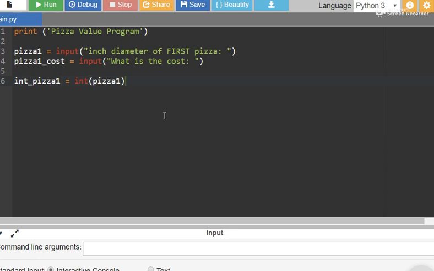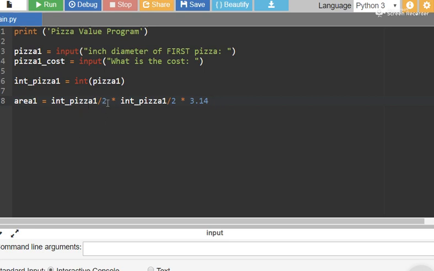So next on my list of instructions was to calculate the area of our pizza, given the diameter, of course, and the area of a pizza is pi r squared, so we need to do r squared and then multiply it by pi.